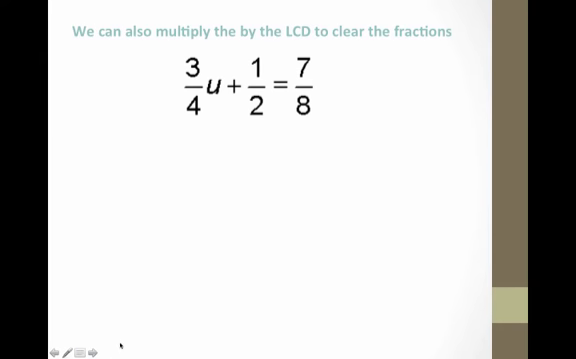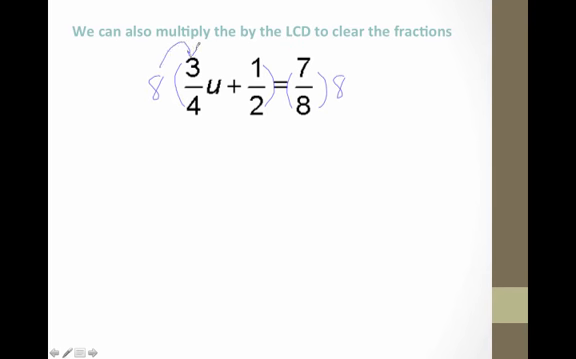Okay, so another way of dealing with fractions, just to make it a little bit easier, we can multiply by the least common denominator. That's what LCD stands for, the least common denominator, to clear the fractions. So what's the least common denominator here? I've got a 4, a 2, and an 8. So 8 is going to be my least common denominator. I'm going to multiply everything on this side by 8, and I'm going to multiply this side by 8 as well, and let's see what happens.